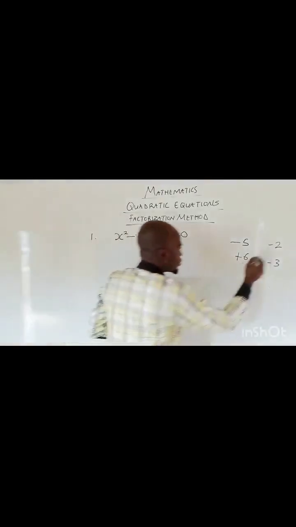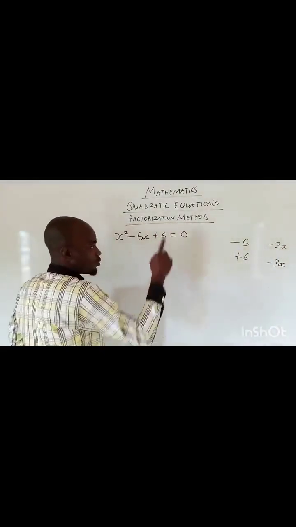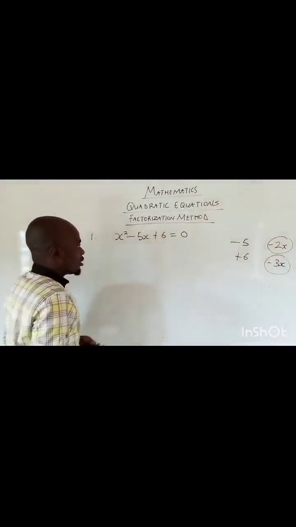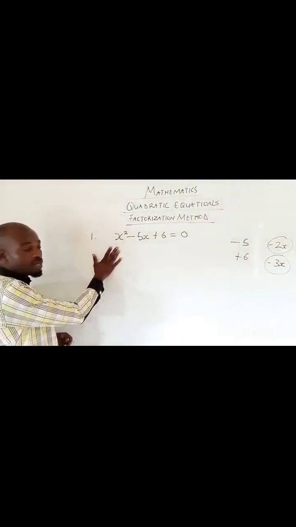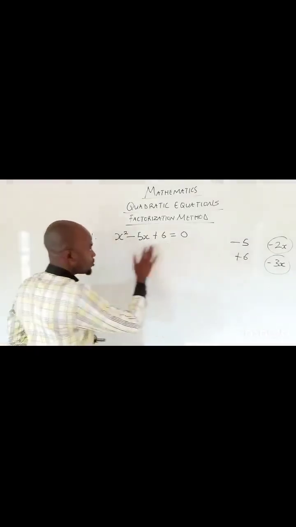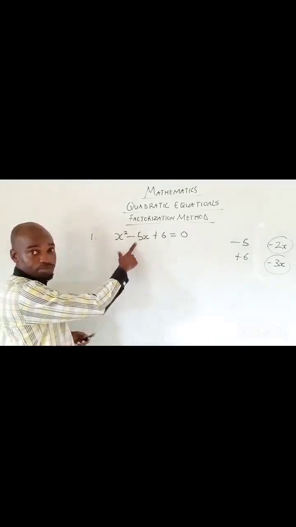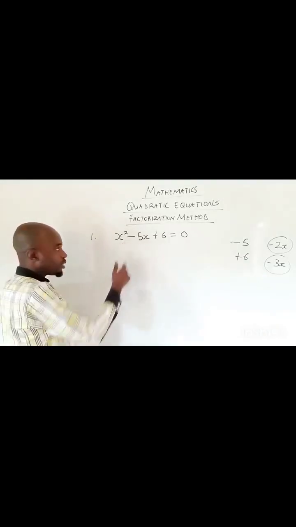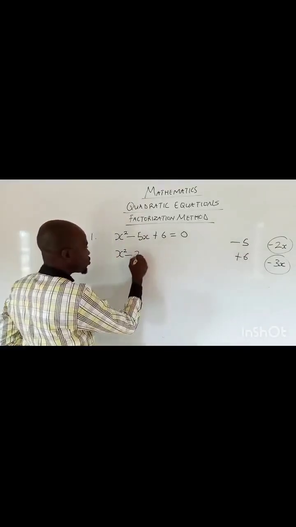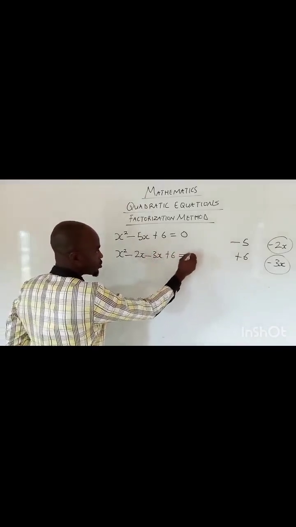So we have to add x to this. Then we've gotten the two factors, which are minus 2x and minus 3x. Now, coming back to the equation, x squared minus 5x plus 6 equal to 0. These factors will replace the middle term, because minus 2x and minus 3x is the same thing as minus 5x. So we are replacing the middle term. The equation now becomes x squared minus 2x minus 3x plus 6 equal to 0.